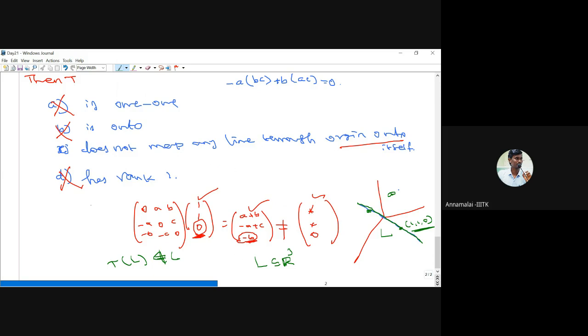So if you consider a line in the XY plane, the last position is 0. If I apply this matrix, the last position is non-zero. Therefore, it's not an onto map from a line passing through the origin to a line passing through the origin. Otherwise, suppose instead of taking the Z value 0, I am considering the Y value 0. A line means at least one position should be 0. Got it?